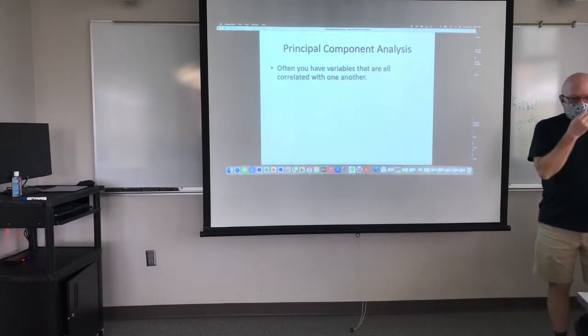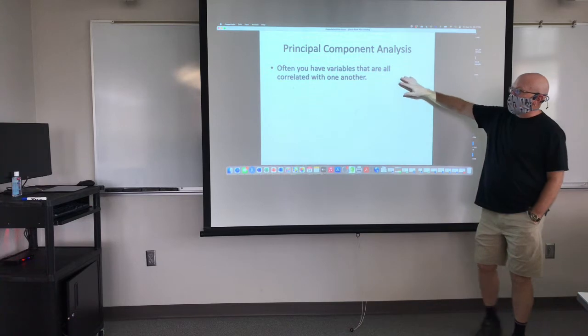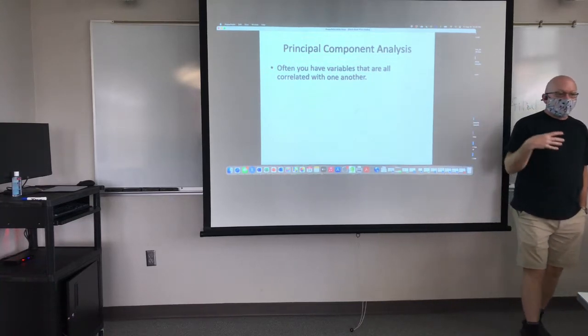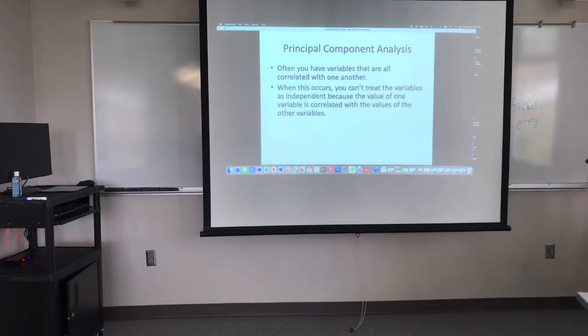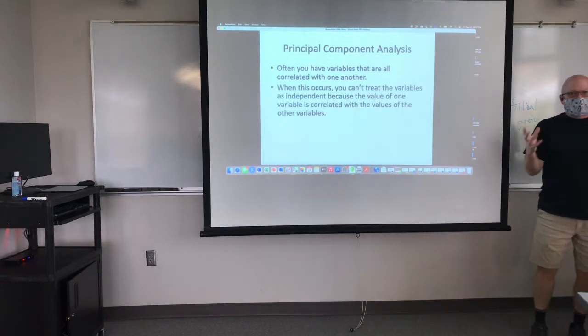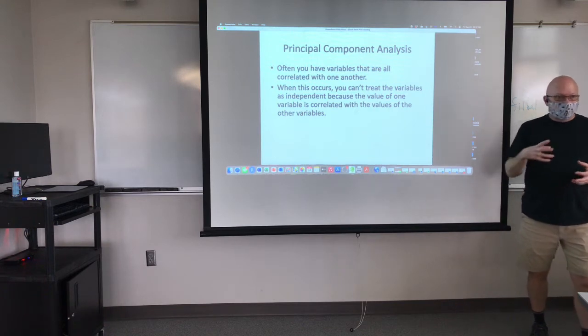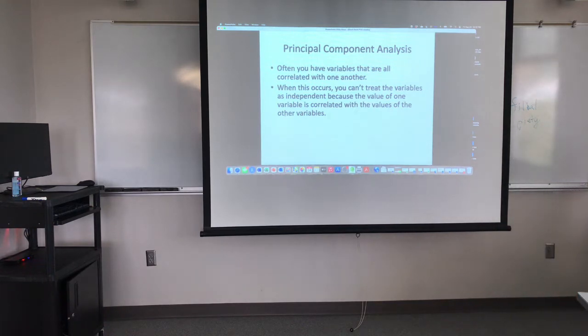So what principal component analysis does is it deals with situations where you have multiple variables that might or might not be correlated with one another. When this happens, you can't treat those variables as independent variables because the length of the beak of a bird might be correlated with the depth of it and the width of it. So that's a unit, it's an organized whole, it's an integrated whole, and so you can't just look at the individual pieces of it and treat all of that as independent data.